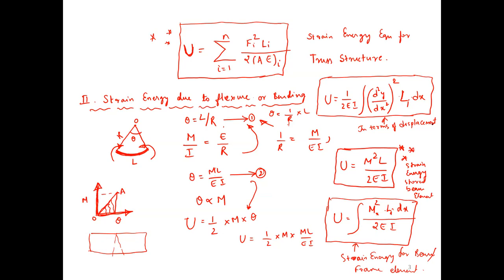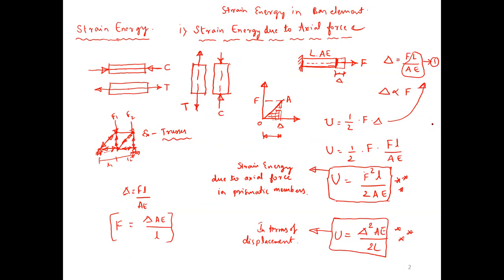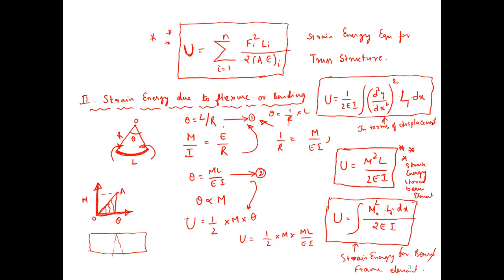Okay, see. This is F square L by 2AE. Here, EI. Now I can ask a question: what is AE and what is EI? EI is flexural rigidity. Very good. What is AE? Others, please attempt. Modulus of rigidity? Okay, modulus. Others, try.